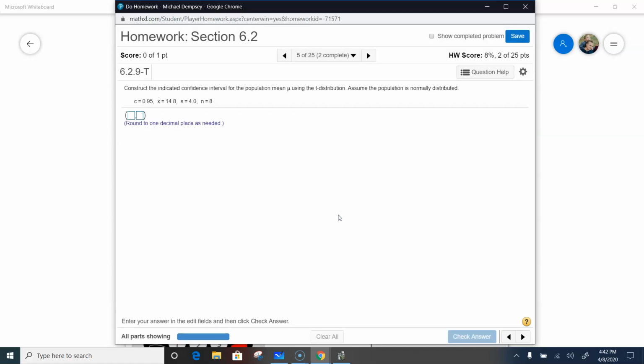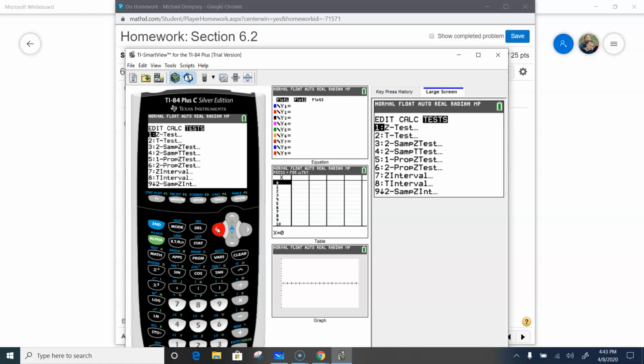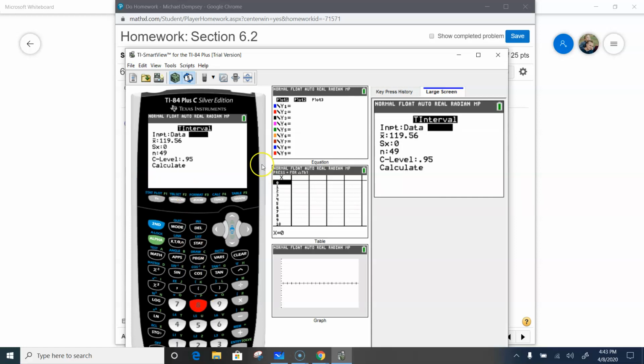Okay. All right, so we'll look at number 5. Here we're getting a confidence interval, start to finish. So the difference here from last section is that we're using the t-distribution now, but it's still a confidence interval for means. So when we come to our stat and test, just like we did in the last section, we want a t interval. Okay, it's number 8. 6.1 z interval, 6.2 t interval. Easy to remember and find.